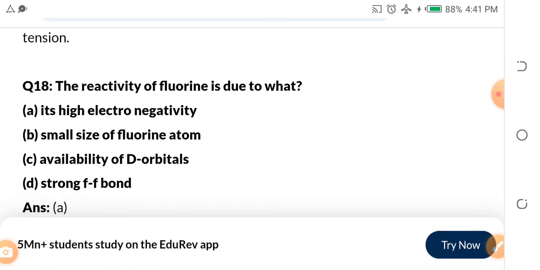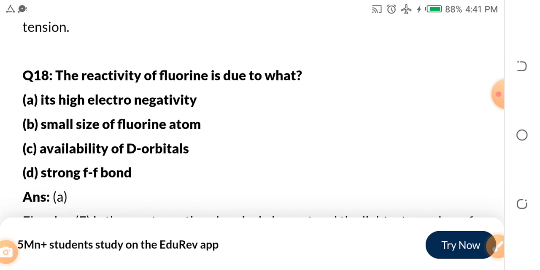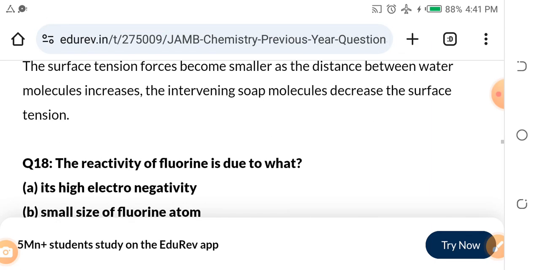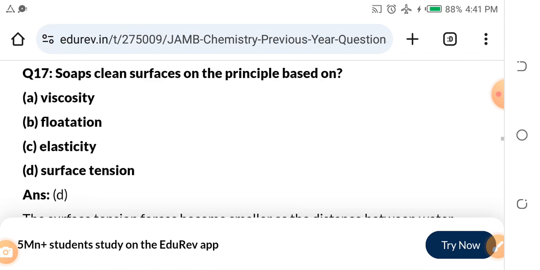The reactivity of fluorine is due to its high electronegativity. Its high electronegativity. Are you still with me?